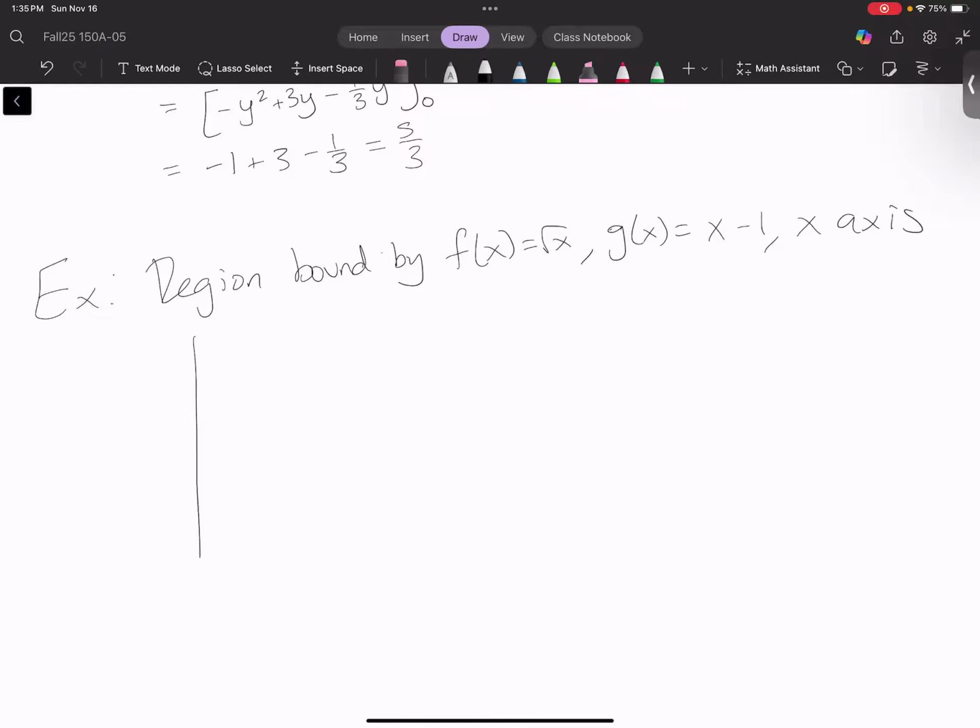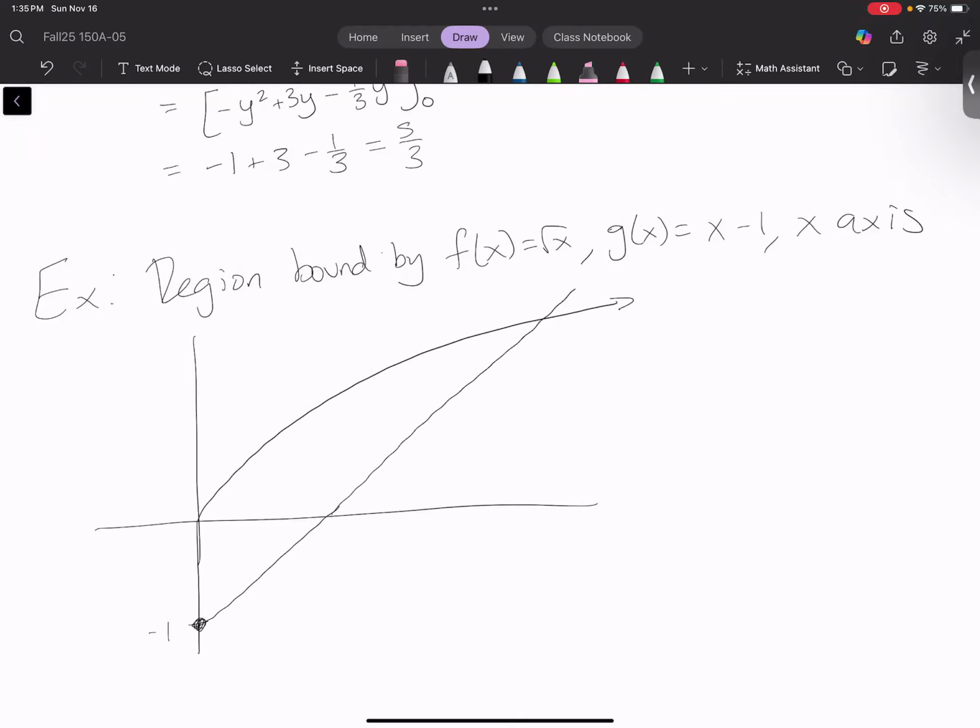So, square root x is going to look like this. x minus 1 down here. Y-intercept -1, slope of 1. So it's going to come up and then go like that. And of course, it goes down as well. Okay, and it hits 1 here. And then that intersection point, we don't know what that is yet. But just looking at the picture, this is our region here. So it's the only region bound by all three functions.